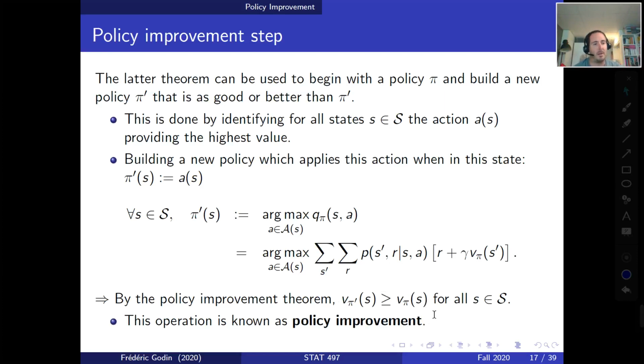Okay, so applying this procedure where we have a current policy, and then for all states we check the most promising actions and design a new policy using these most promising actions, this is known as policy improvement. So it's a very important term in dynamic programming.